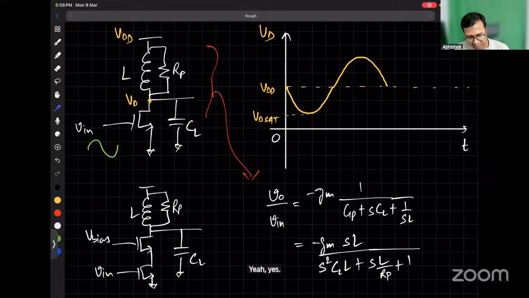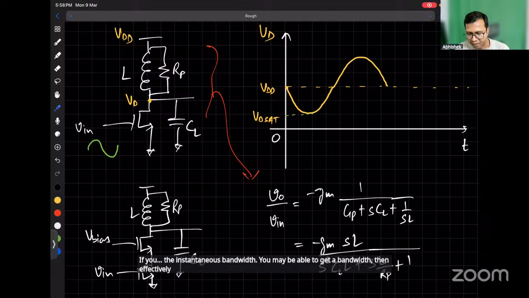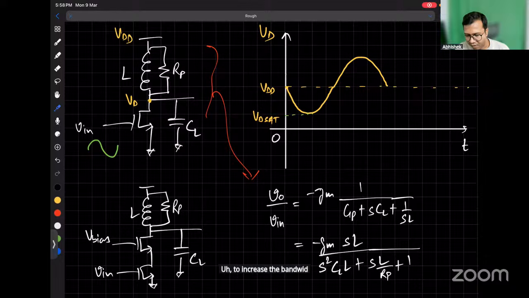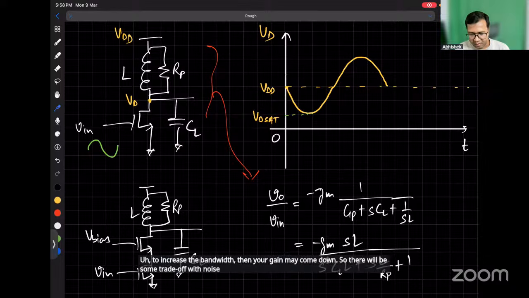So you have to see the instantaneous bandwidth. You may be able to get the bandwidth, but then effectively you will be adding some loss to increase the bandwidth, and then your gain may come down. So there will be some trade-off with noise figure. But if you just want to look at the noise figure, you can try this NF-min simulation. You may be able to just hit 2 dB at 10 gigahertz, but just try it out.